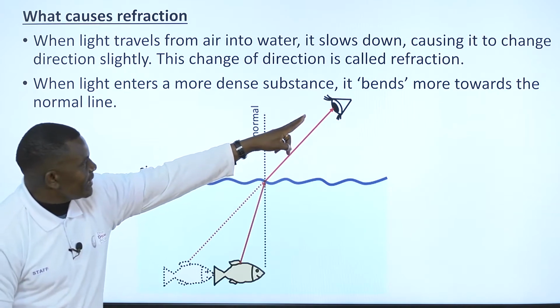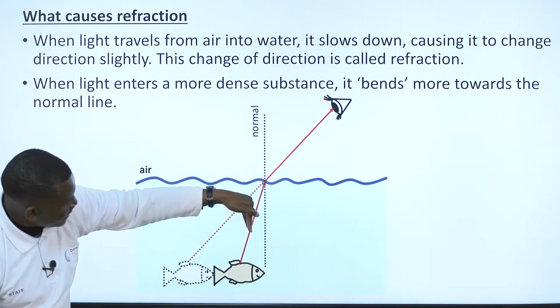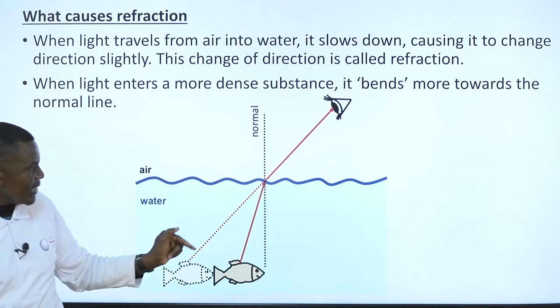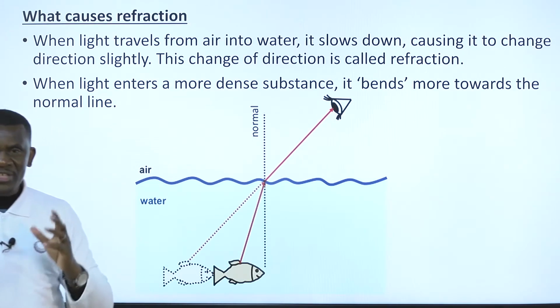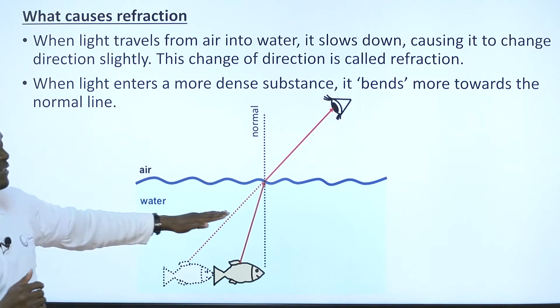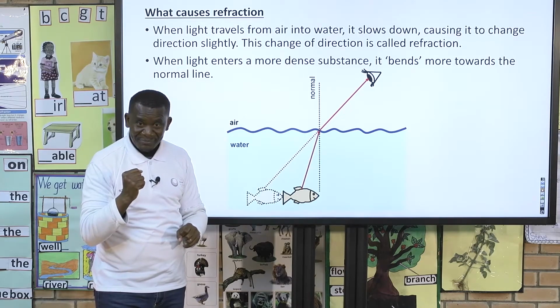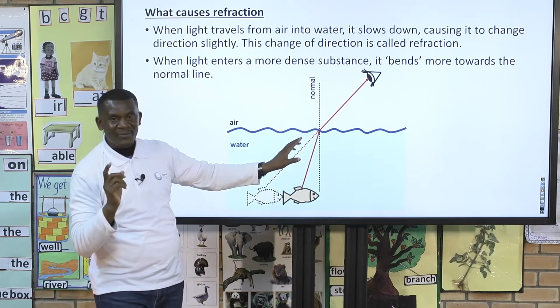So when light is coming from air, it goes into water, it bends towards the normal. Now, there are people who are very skilled. They catch fish using spears. Do you know a spear? Yes. Ask Mama and Papa. They will help you with that word.